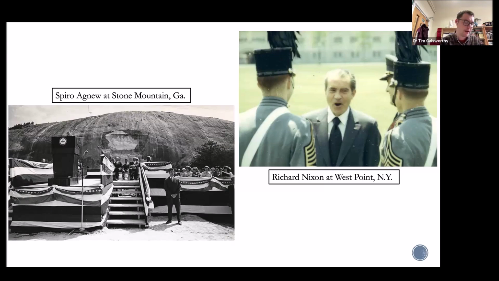The apogee of this embrace was Agnew's May 1970 appearance at Stone Mountain, Georgia. He spoke at the dedication of massive stone reliefs of Robert E. Lee, Thomas Stonewall Jackson, and Jefferson Davis. The monument had been a dream of heritage groups for more than 50 years and was highly controversial, especially given the Second Klan's founding at Stone Mountain in 1915.